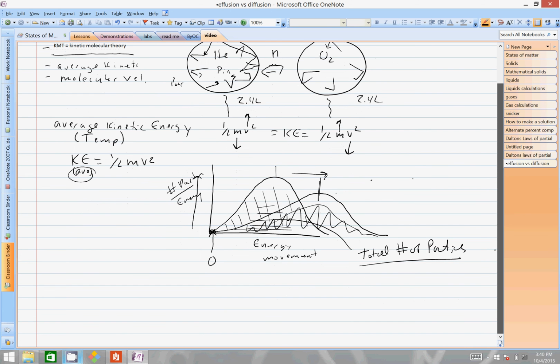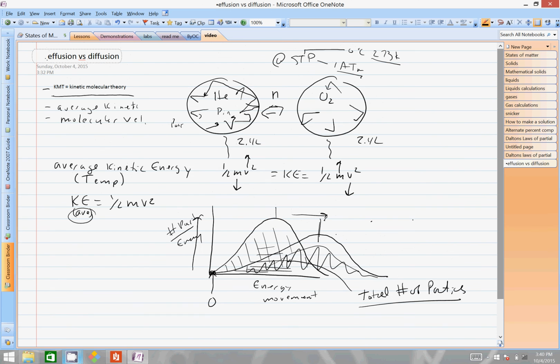And in a balloon, what you want to note is that even though you can't see it, there are small little holes in these balloons. And I can just put a hole right here, hole here, hole here. As the particles fly around, hitting walls, bouncing off, they occasionally, by random chance, hit a hole and squirt out. This is effusion. So effusion is different than diffusion. We'll show that in a moment.